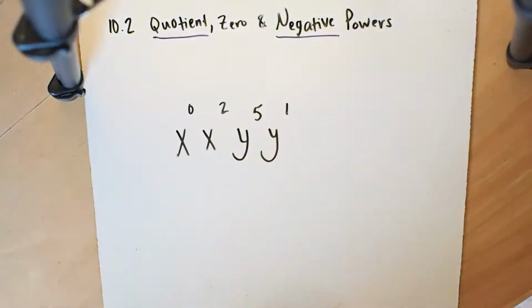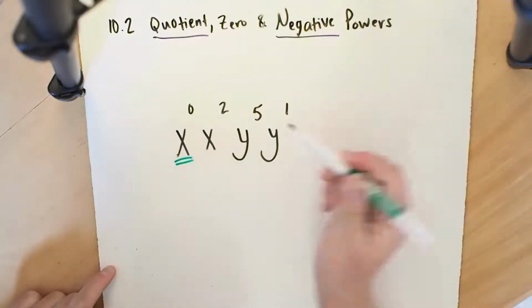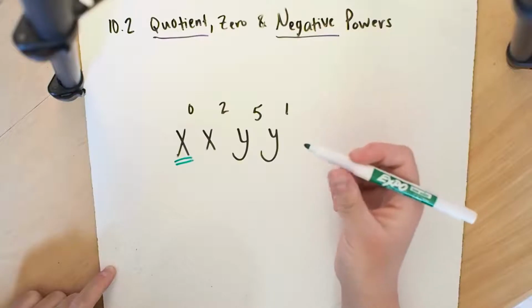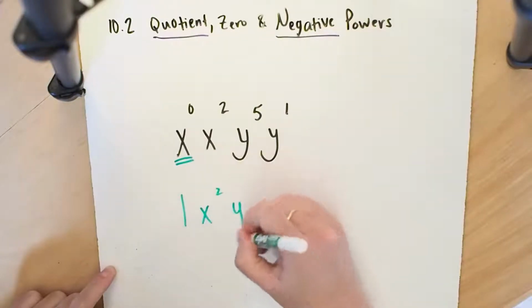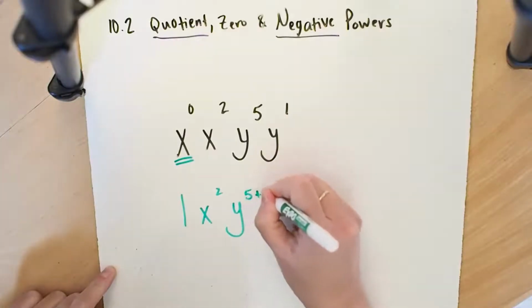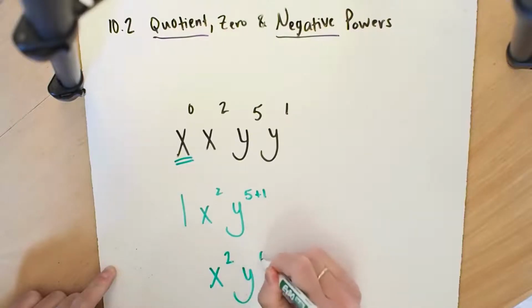If we're trying to simplify this, the first thing we do is recognize that this doesn't matter. If it becomes 1, it just kind of goes away, because if you multiply anything by 1, it stays the same. So we get 1 x squared y, and because they're multiplying, the 5 plus 1, this becomes rewritten as x squared y to the 6th.